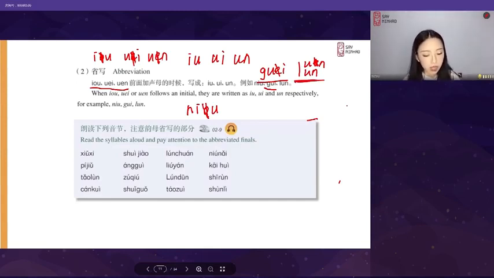Okay. Now, let's try to practice. Try to see which final it originally was. Okay. So first one is 休息. For 休, actually, your right wall was omitted, was removed.